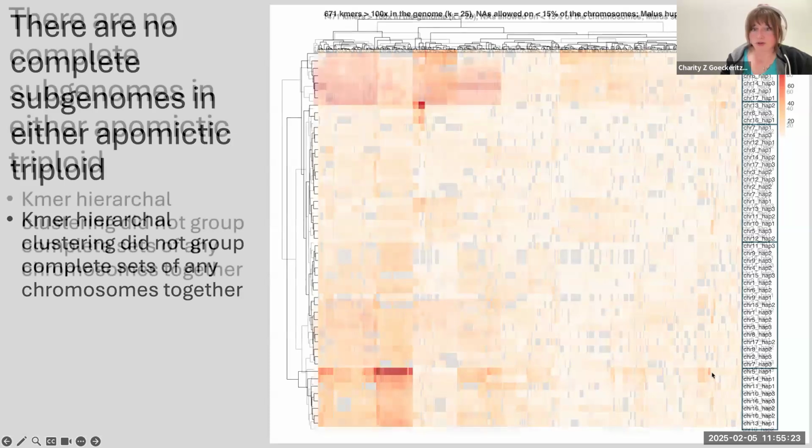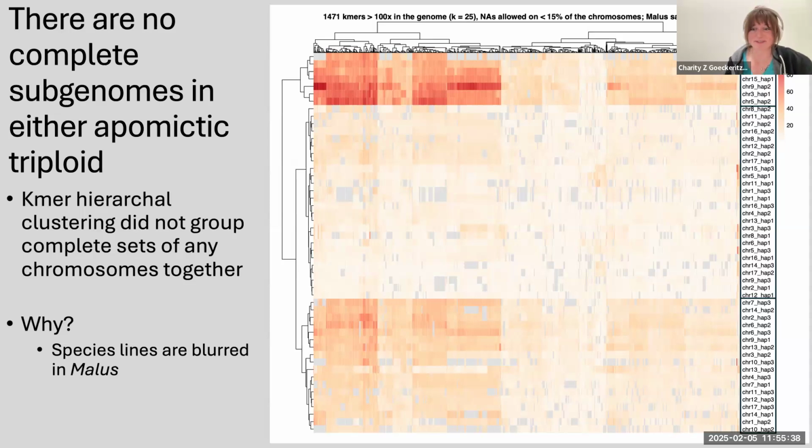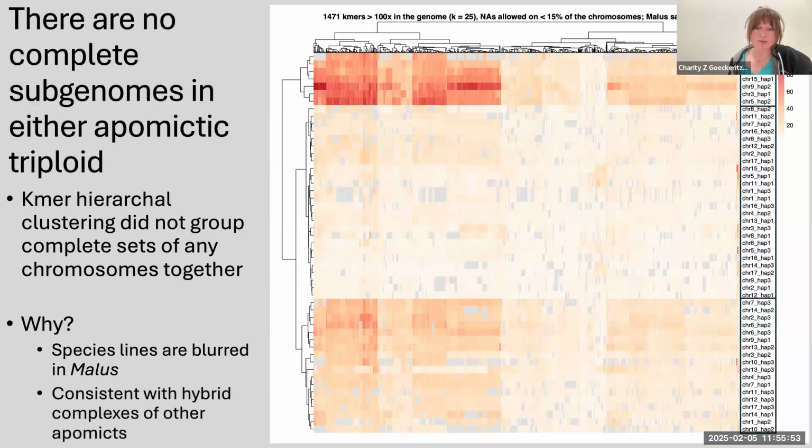So we can look at our other apomict, which is a lot cleaner, but still no clean groups of 17 here. And so the question, of course, is why is this happening? Well, what's a species? Apples regularly hybridize between species all the time, and it seems like the chromosomes are regularly exchanging with each other, segregating across generations. That's probably preventing us from seeing clear subgenome groupings. And honestly, it makes a lot of sense in terms of what we see with other apomictic species. They often form giant complexes where the species lines are blurred. So that seems to be the case in apple as well.